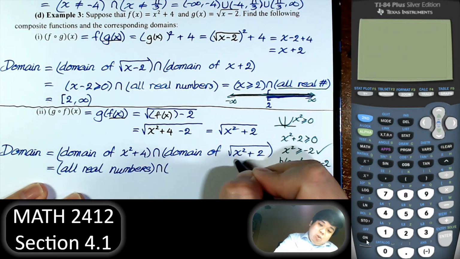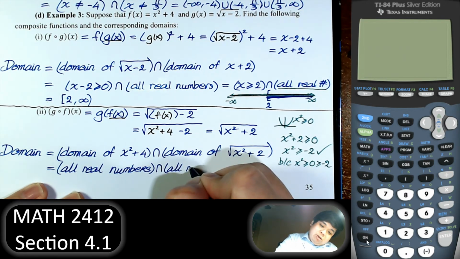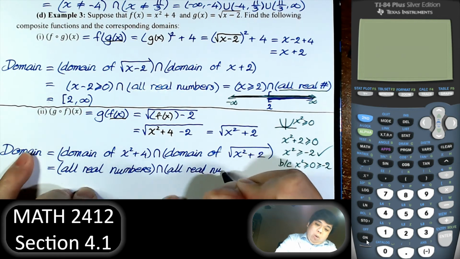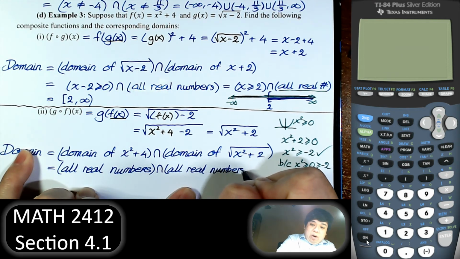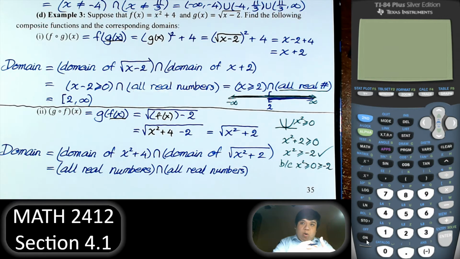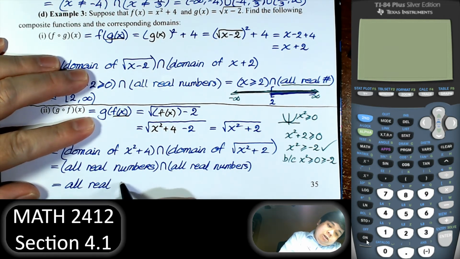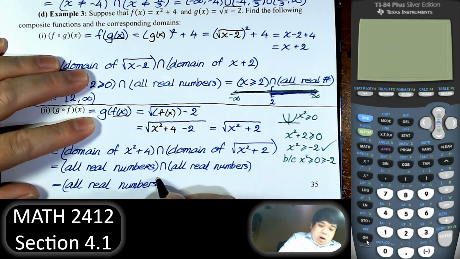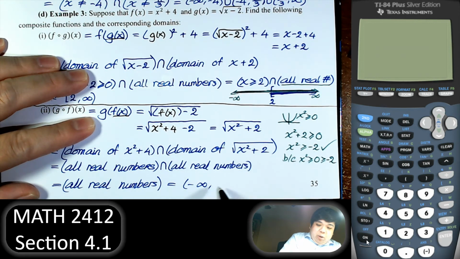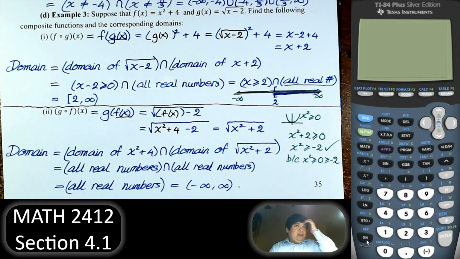So the domain of the square root of x squared plus 2 is all real numbers. Also, all real numbers intersect with all real numbers. If all real numbers overlap, it's just all real numbers. Or if we want to write it in interval notation, it will be that. So once again, the domain of the computation is the domain of the inner function and the domain of the computation itself as a function.